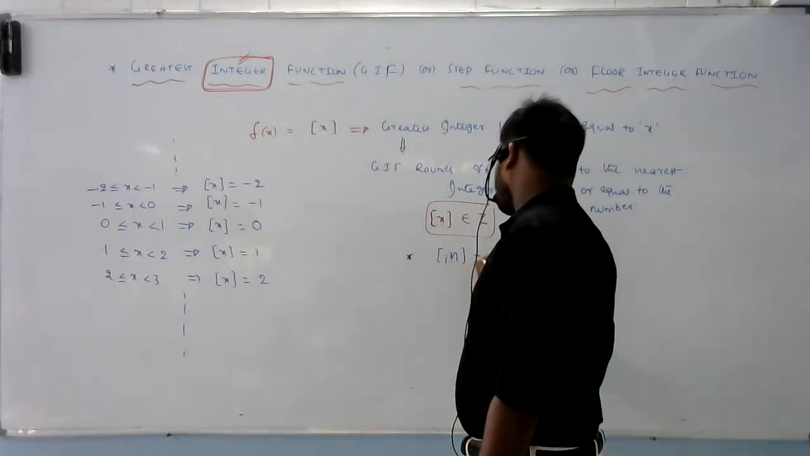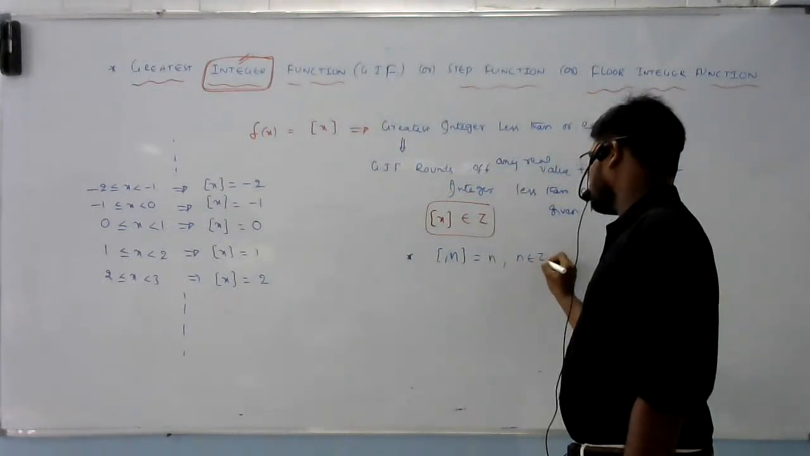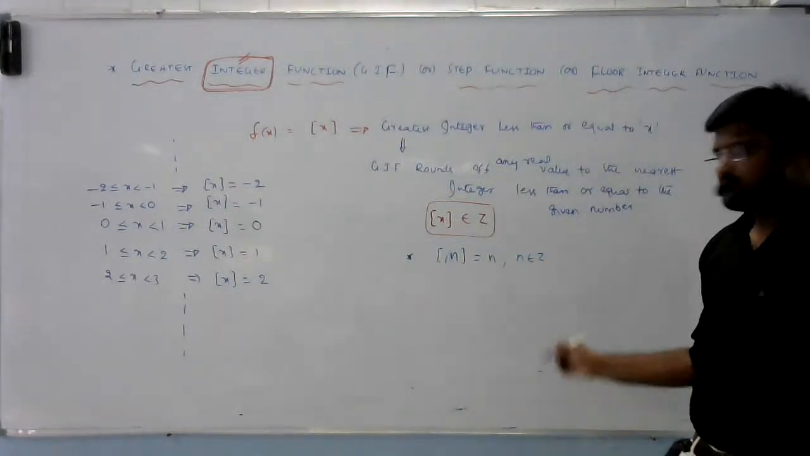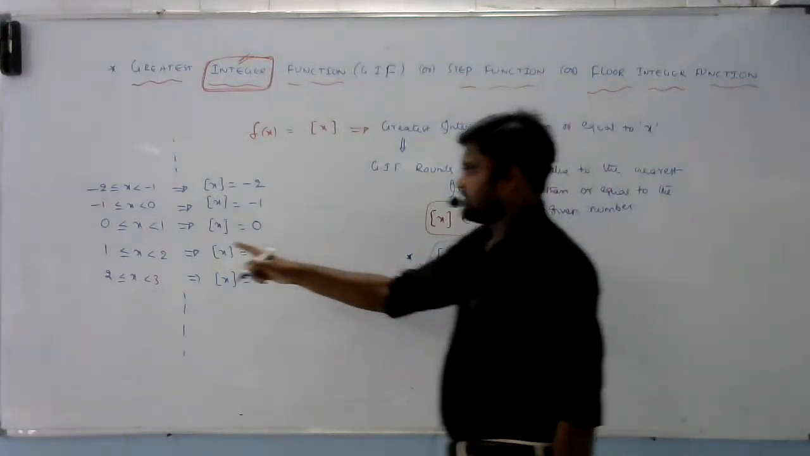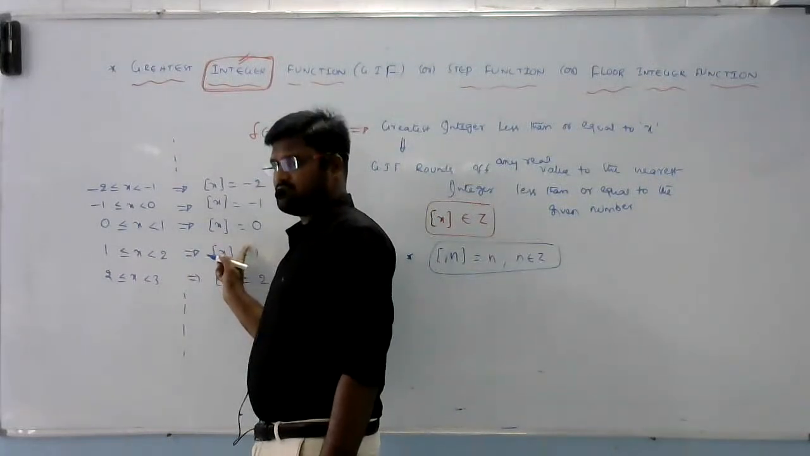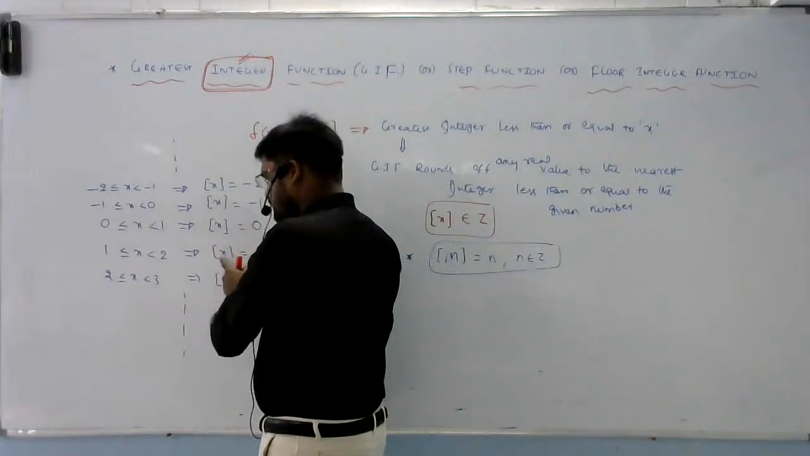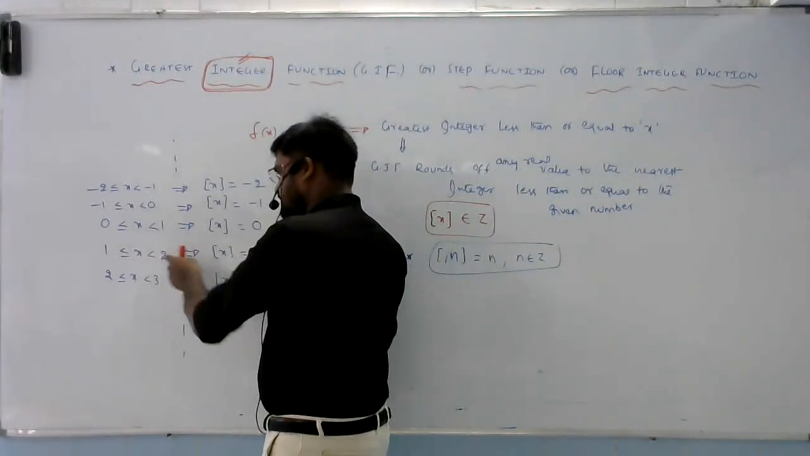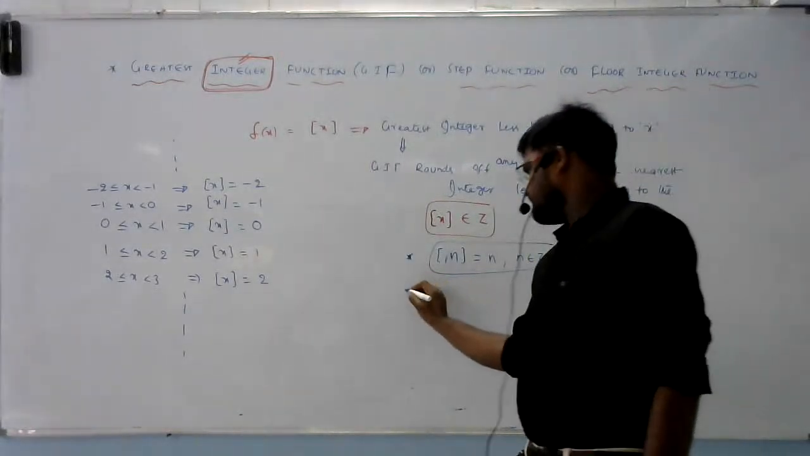What will be step of n value? If n is an integer, it will be again an integer only. Isn't it? Step of an integer is an integer. Even if it is 0, step value is 0. Between 0 and 1 also it is 0. If it is exactly equal to 1, step value is 1. If it is 1 point something, step value is also 1. Understood?